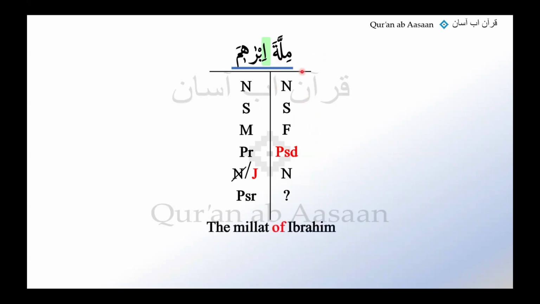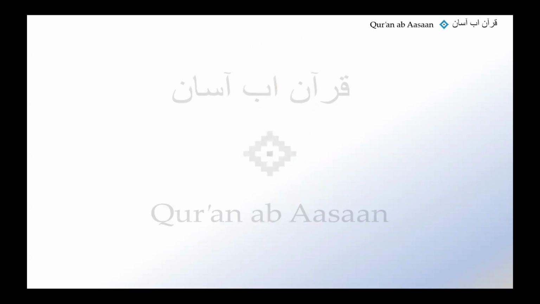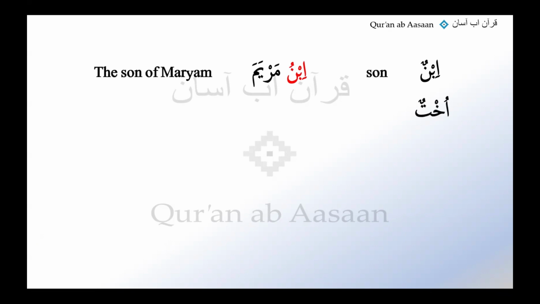Beautiful. Millat is actually religion, so the religion of Ibrahim. Okay, now look at the screen. What do you see here? Can any of you tell me what this means? Ibnun. You would have heard Ibnu Maryama. Ibnun means son. Yes, Ibnu Maryama is the son of Maryam. What about Ukhtun? It means sister. Ukhta Haruna, the sister of Harun.